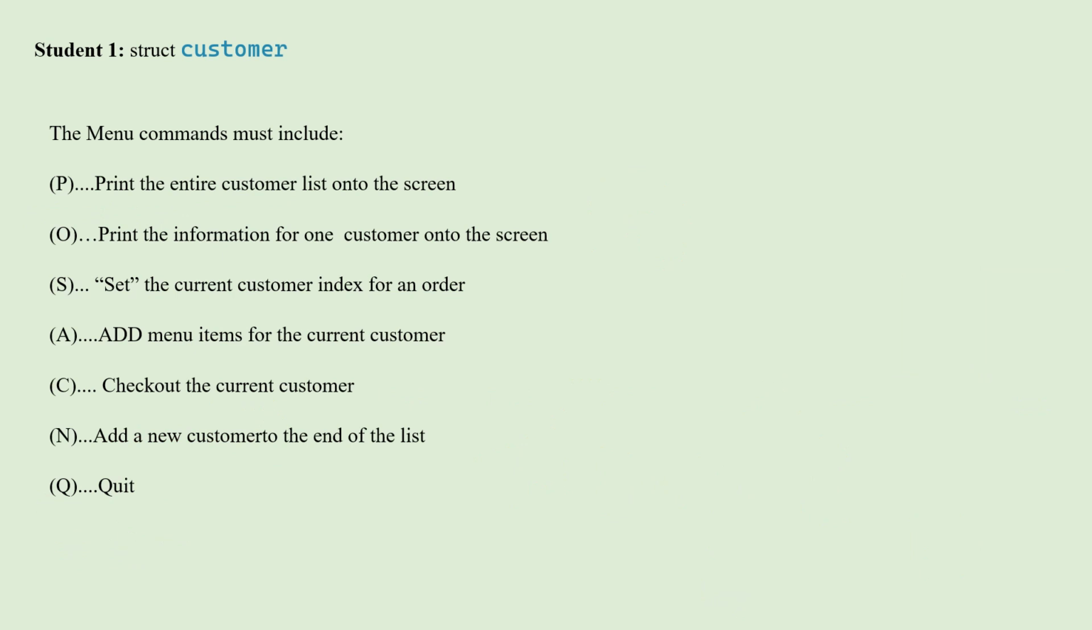And just to review the menu options here, you can print your entire list. So that's going to require a loop where you're going to print the entire array of all the customers. And since you start out with 5, you're going to be able to do that. Print the information for one customer. That will be based on the index. Set the current customer. Again, you're going to base that on the index.